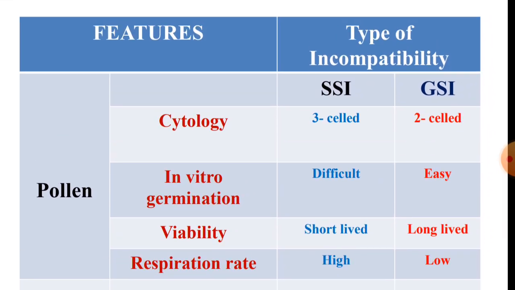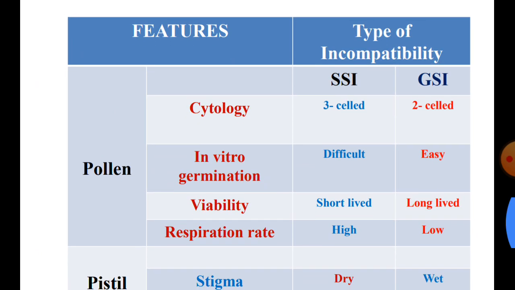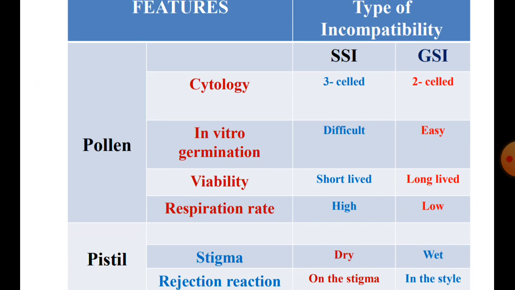Here are the types of pollen and pistil in the gametophytic self-incompatibility and sporophytic self-incompatibility. Here the pollen grains are 3-celled in sporophytic self-incompatibility, while they are 2-celled in gametophytic self-incompatibility.